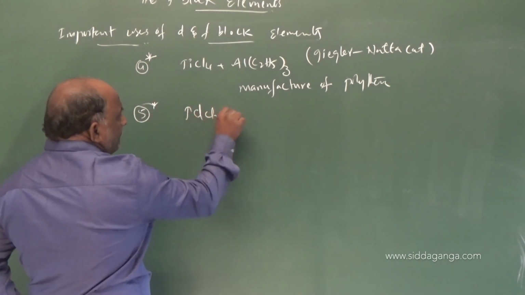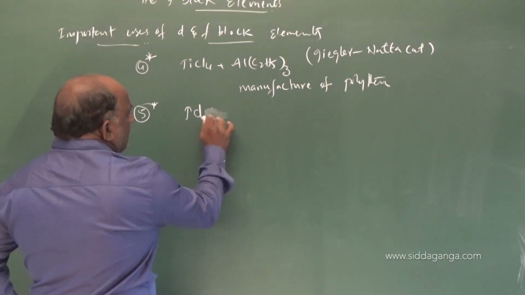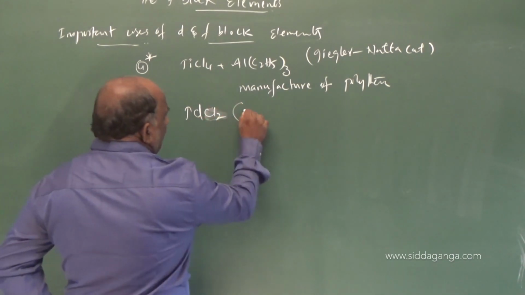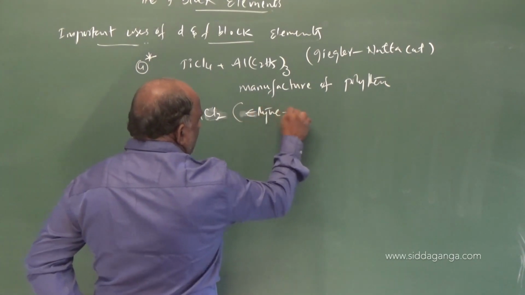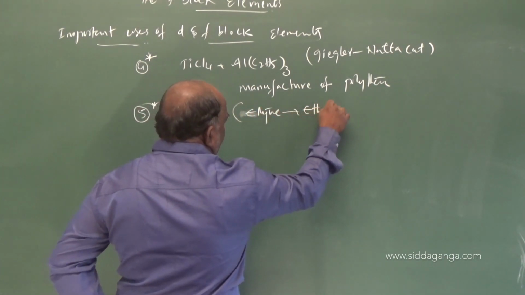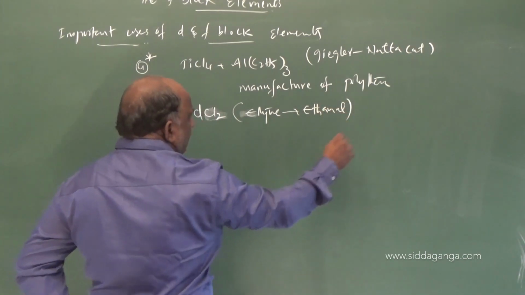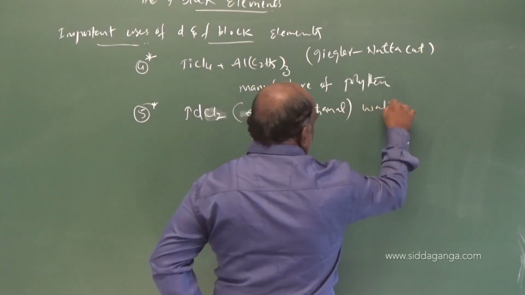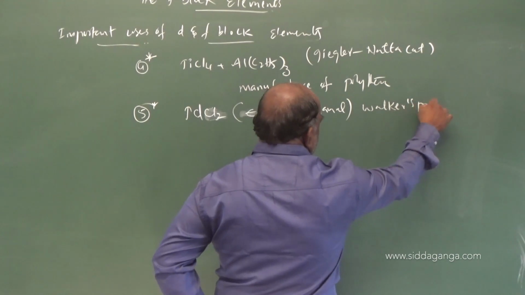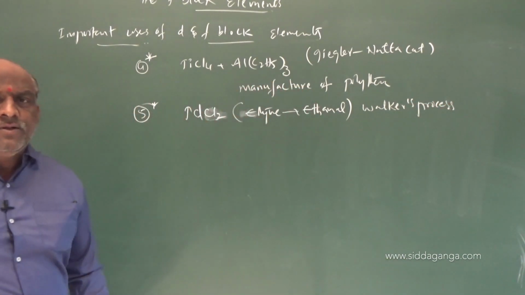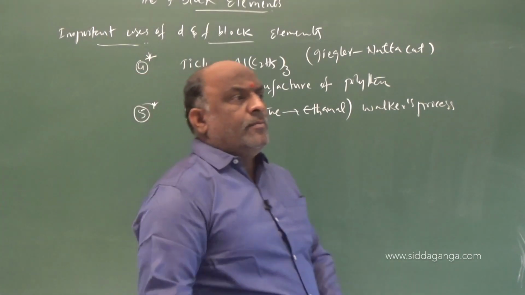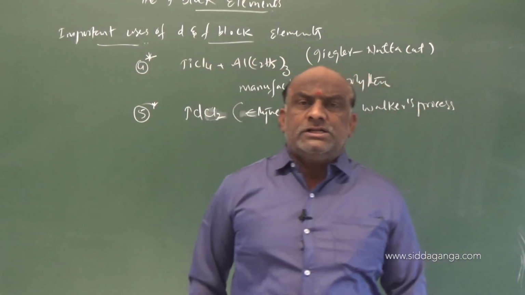And one more is there, PdCl2, palladium chloride. This is for ethyne to ethanol. This process is called Wacker's process. Palladium chloride is used as a catalyst in Wacker's process.